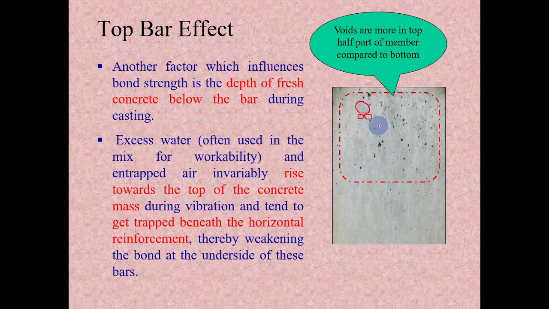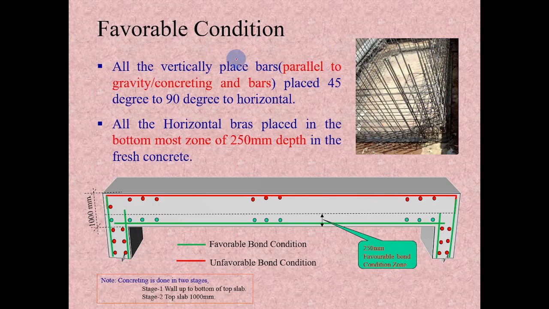So, to account for this, the IRC 112 provided a factor of 1.43 and they are calling it an unfavorable bond condition. So, all the vertical bars placed parallel to the gravity or the concreting we can consider as a favorable bond condition. As shown in this figure, all the green color bars are favorable bond condition and all the red color bars are unfavorable bond condition.